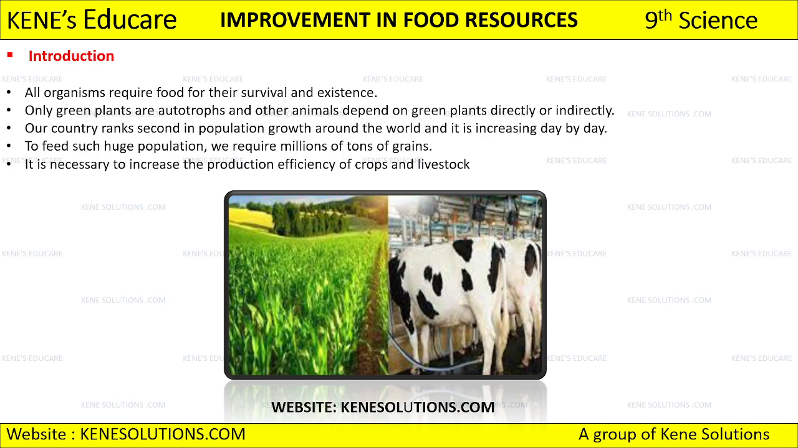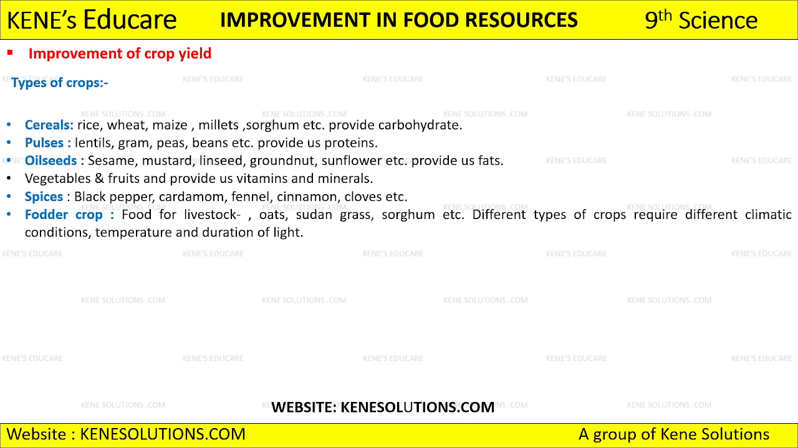After this slide, after discussing the plants and the livestock, we discussed improvement of the crop yield, and under this we discussed the types of crops. So we have cereals, pulses, oil seeds, spices, and fodder crops, which are given over here, and the examples have been mentioned, right? So I want each one of you to please revise it quickly.